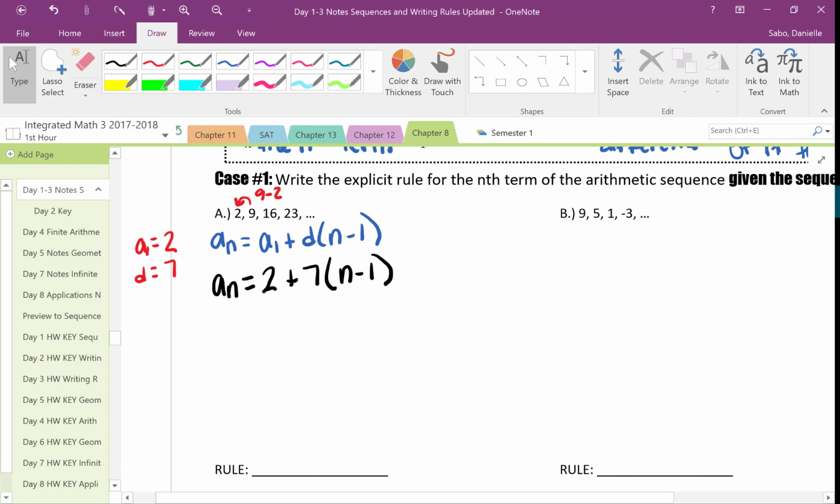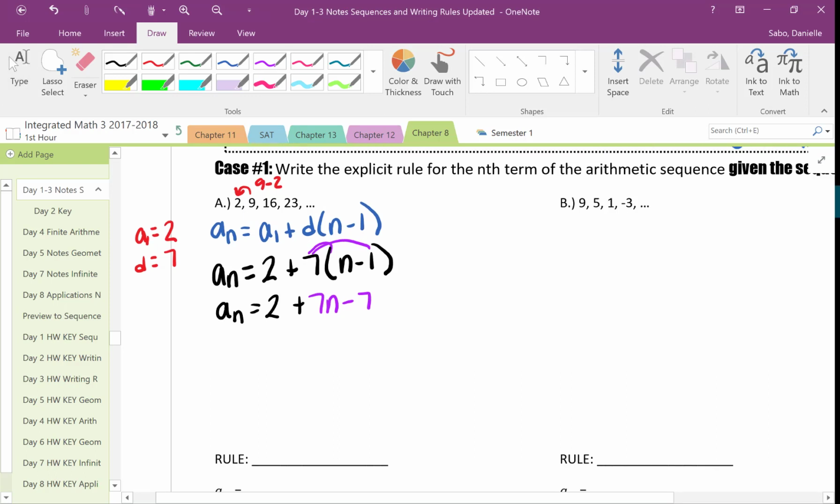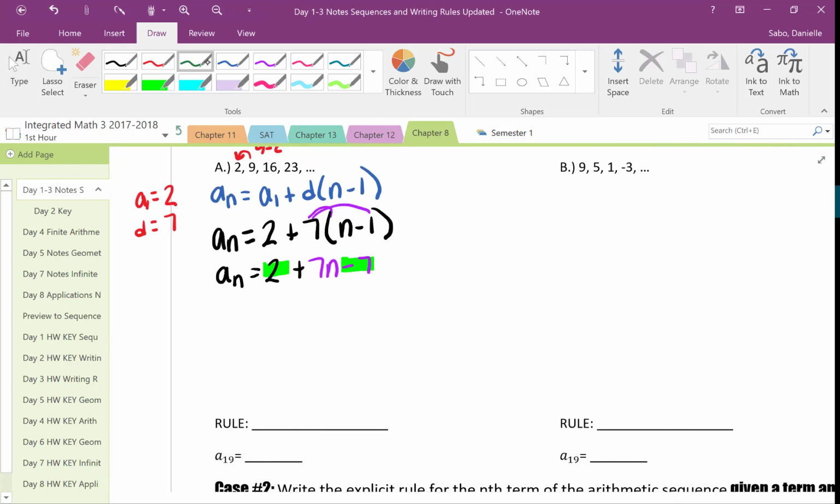Yes. If you're looking for a rule, yes. Yesterday I would have accepted it not simplified, but today we're making it simplified. When you're done, only take a look up.